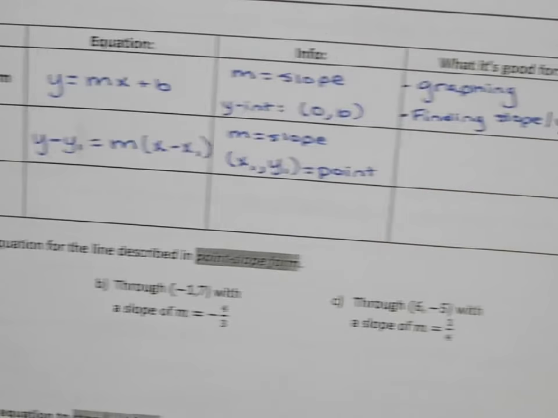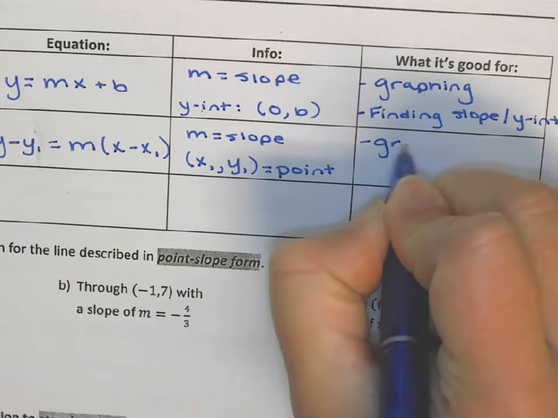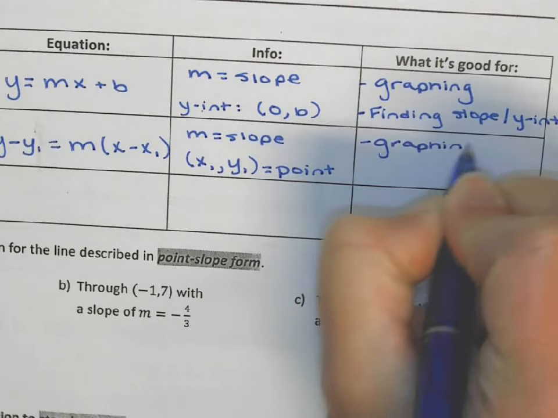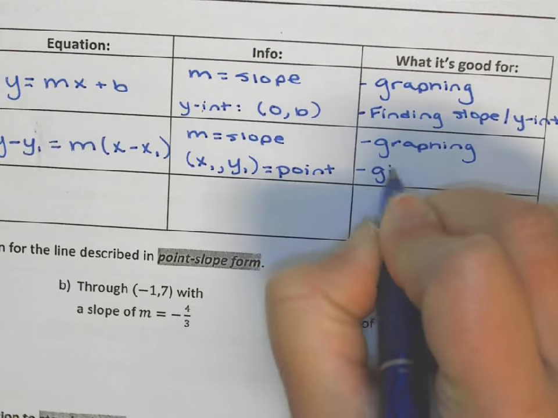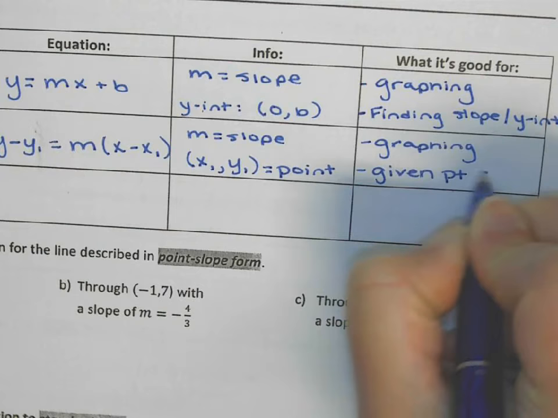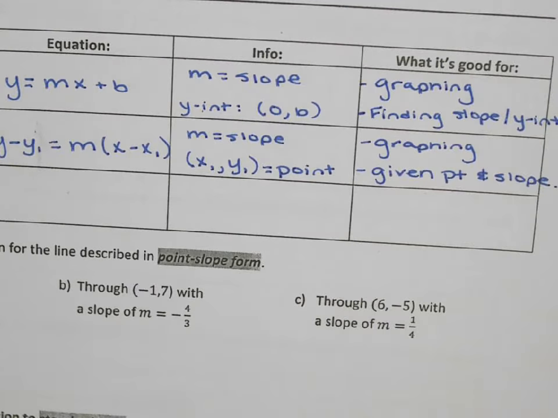Okay, this is really useful. You can graph from this. It's good for graphing. But it's also good if you're given a point and slope. If you're given a point and a slope, you can very easily write your equation in point-slope form. And then from there, if it says your answer is supposed to be in a different form, then you can work at changing, moving things around, manipulating the equation to make it look like whatever you need it to look like.